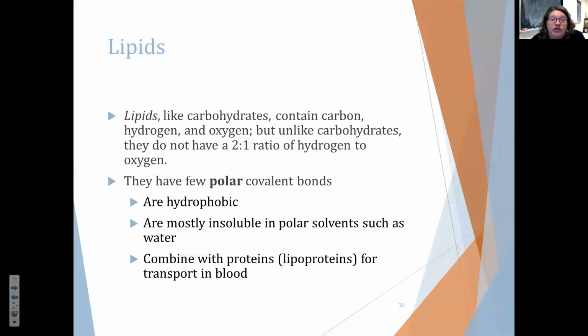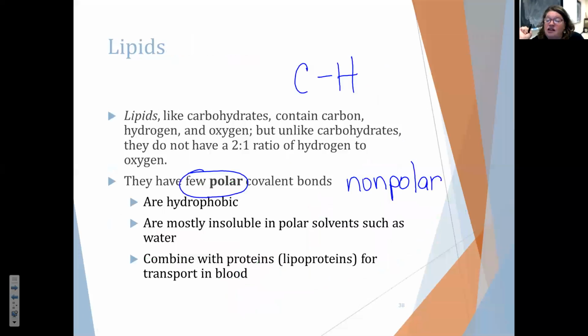Lipids are a little bit unique. Of our four, they have very few polar covalent bonds. Most of their bonds are nonpolar. They have a lot of bonds between carbon and hydrogen. And carbon's not electronegative. It's one of the ones that was taught to share electrons. It was taught to play fair and to share electrons, and so it makes these very non-polar covalent bonds.